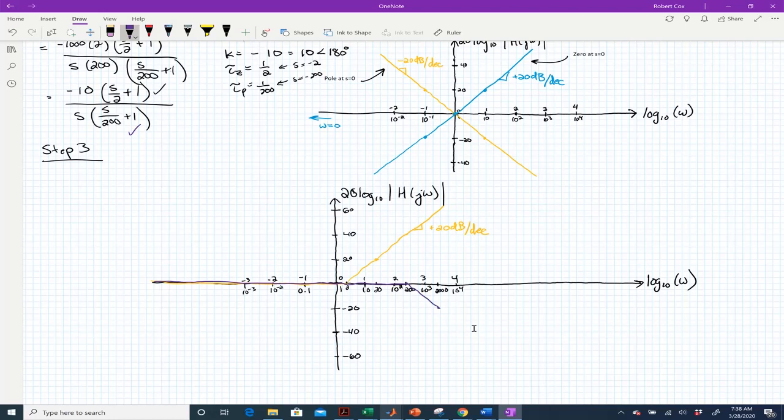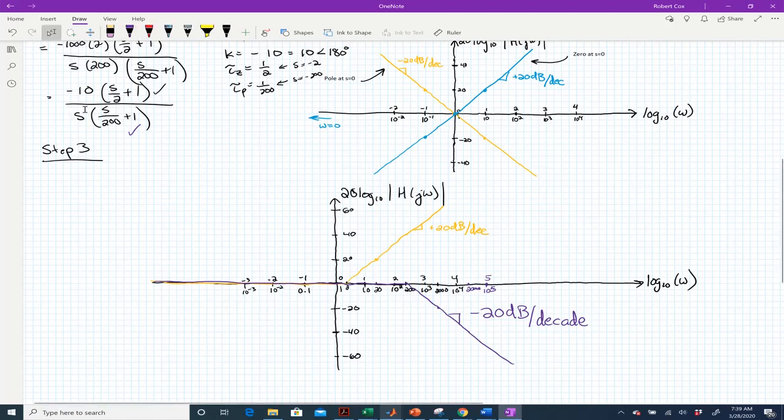Okay? And then wherever, if I marked off a little bit further, here's 5, which is 10 to the 5th. So suffice it to say, if I looked at 20,000, that would be somewhere about here. And at that point, I should be at about minus 40 dB, because I'm falling 20 dB per decade.